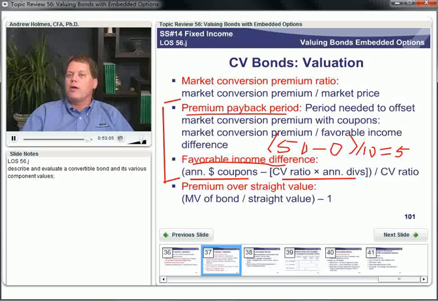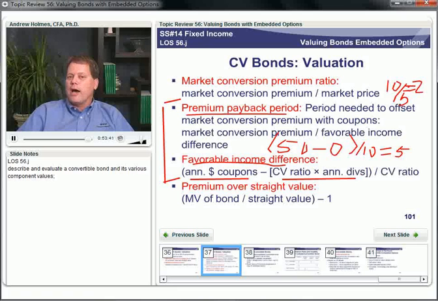Well, we said the premium was $10 and the favorable income difference of holding the bond is 5. So that would equal 2, meaning that the premium payback period is 2 years. So if you buy the bond, and of course the option's always out of the money, because of the favorable income difference, if you hold the bond for 2 years, you will have gotten back enough of a favorable income difference to offset the premium associated with buying the convertible bond.